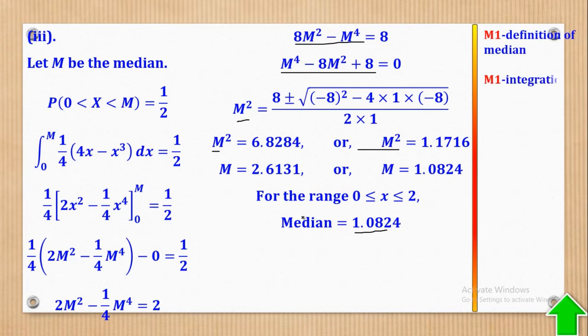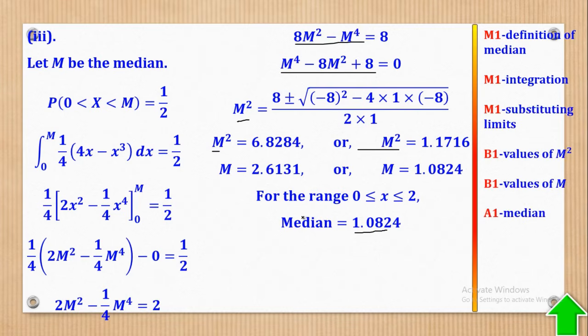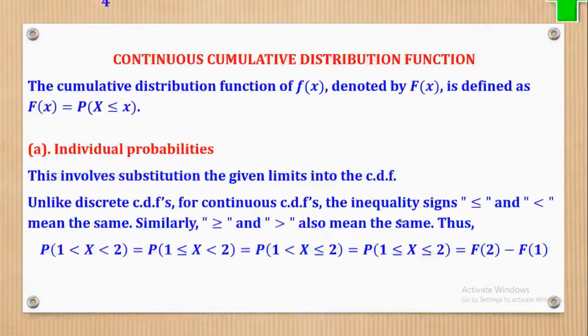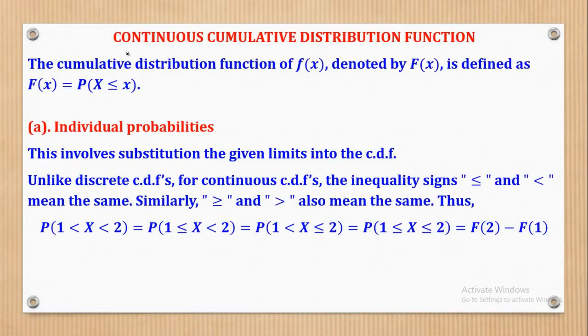Now let's see how marks can be awarded. So M1 for definition of median, M1 for integration, M1 for substituting limits, B1 for getting values of m squared, and B1 for getting values of m, and A1 for concluding. So that has been continuous PDF.